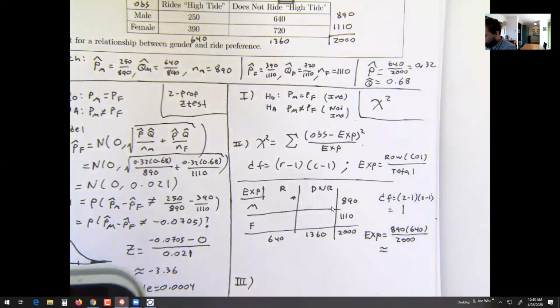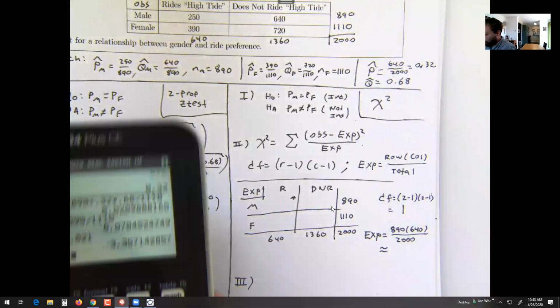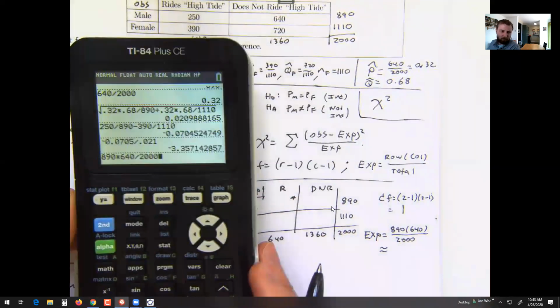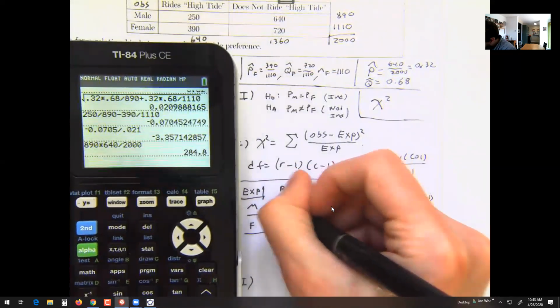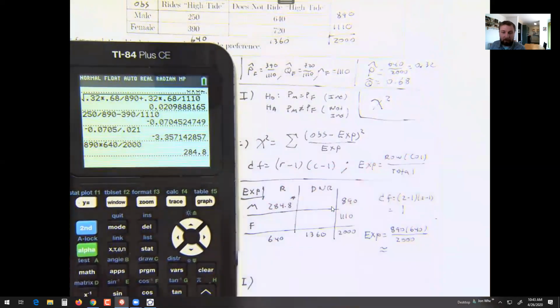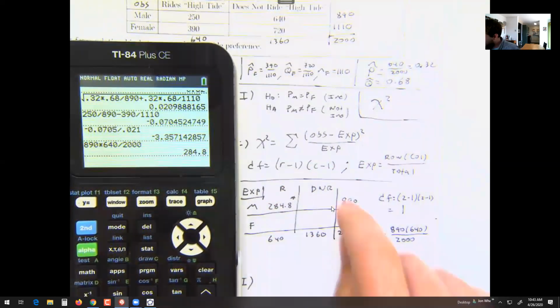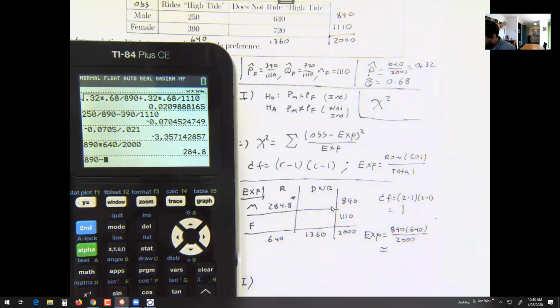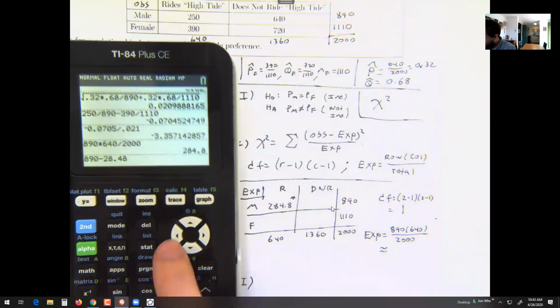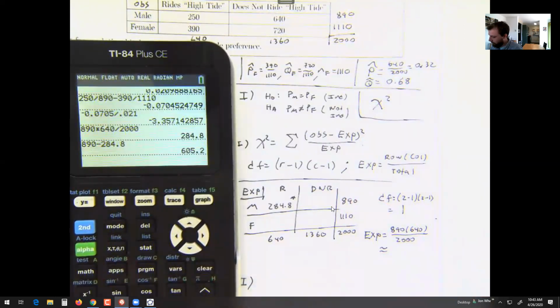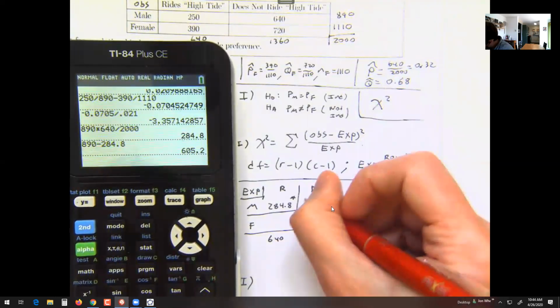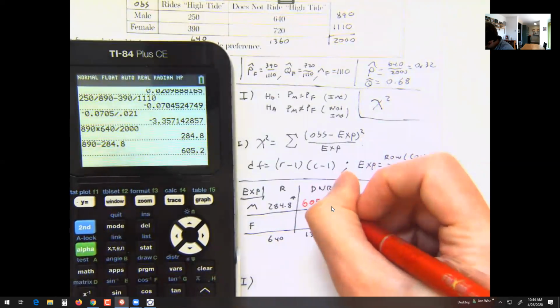890 times 640 divided by 2,000. I have 284.8. It's okay to have a decimal. To figure out this value here, I could do 890 minus 284.8. So this is 605.2.